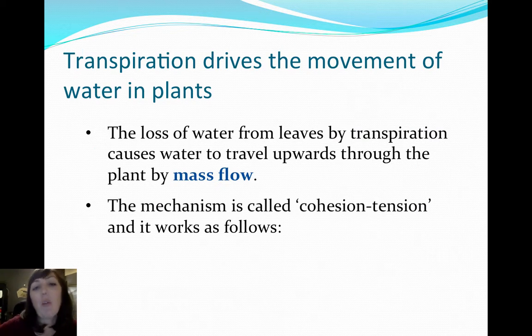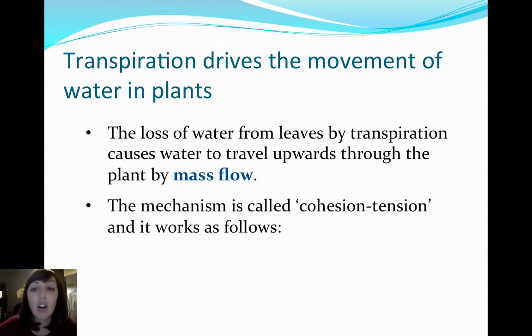Transpiration drives the movement of water in plants. So as you saw in the video, the loss of water from leaves by transpiration causes water to travel upwards through the plant by mass flow. And that's a vocabulary term that you need to use, okay? Water travels upwards through the plant by mass flow.